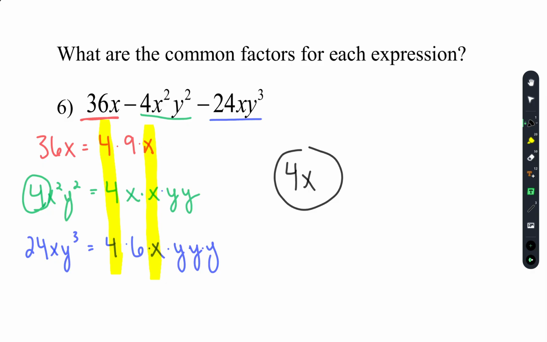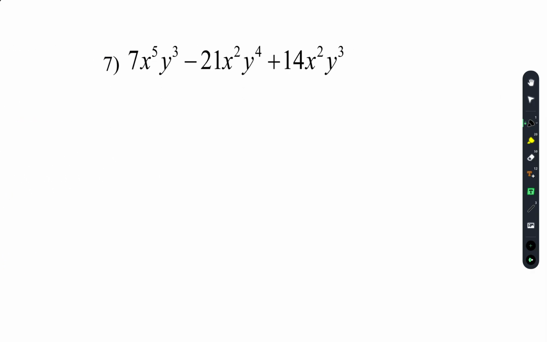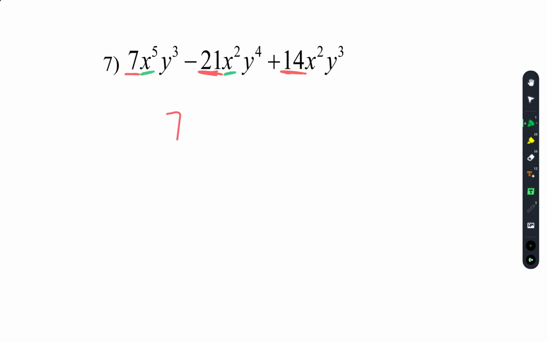Okay. So that's the long way to do it, to list it out and try to figure out what's the same. And I'll do it maybe on not this one, but the next one. But here, first you're going to look at the numbers and figure out what's the biggest number that goes into all of them, right? So this one's going to be 7, because 7 goes into 7, goes into 21, goes into 14. And then you're going to look at the X's. So think of them written out. You've got 5 of them in the first one, 2 in the second, 2 in the third. So the ones they have in common is at least 2 X's, so X squared.